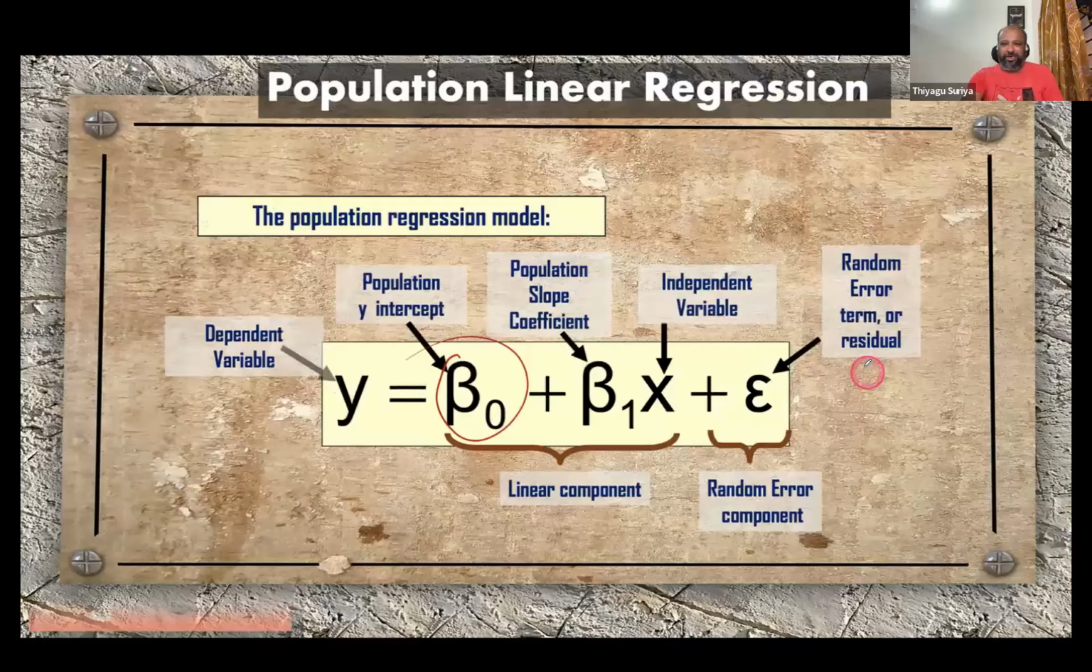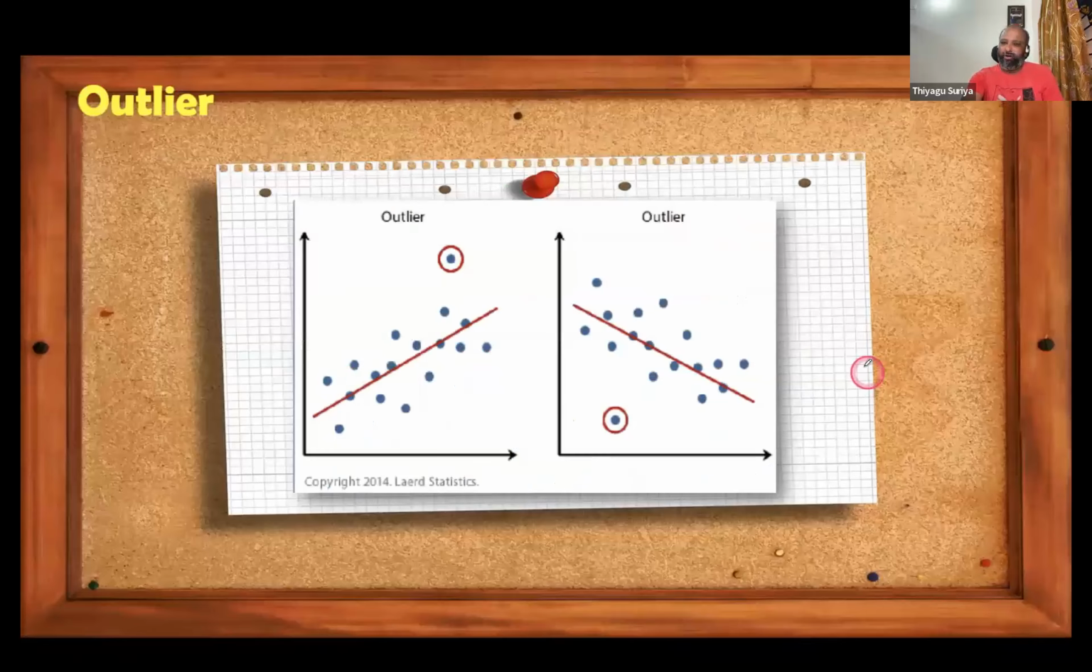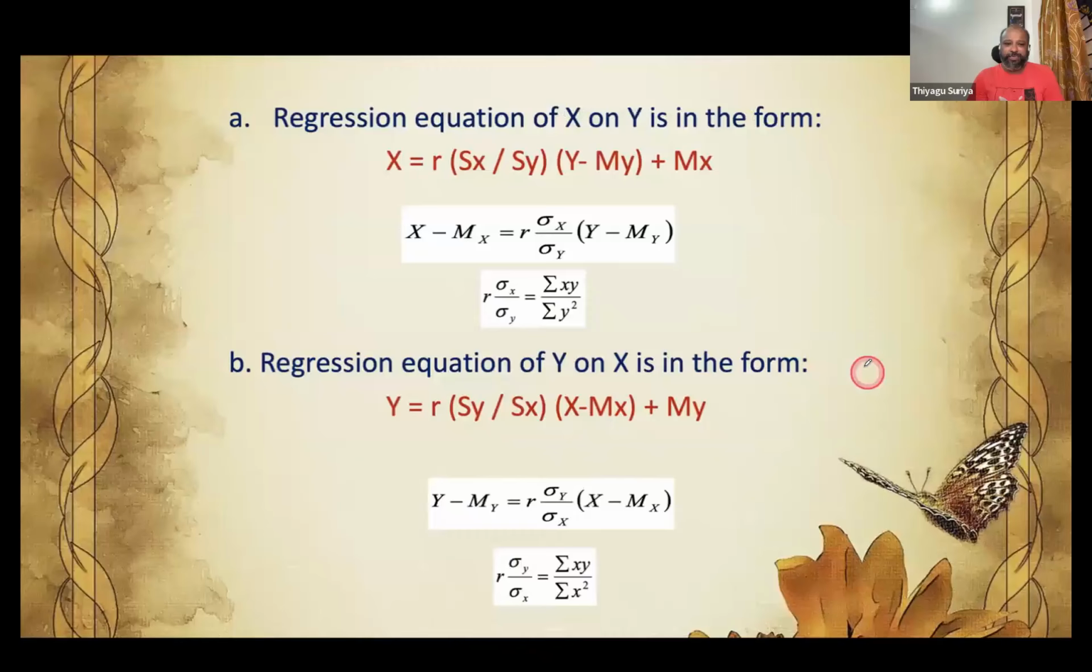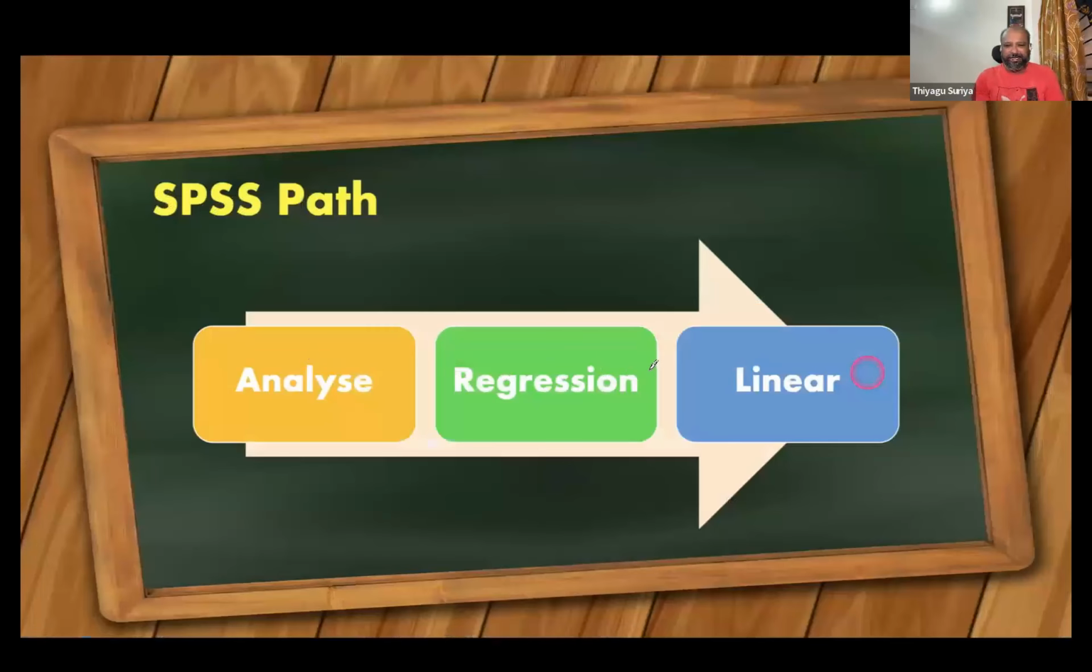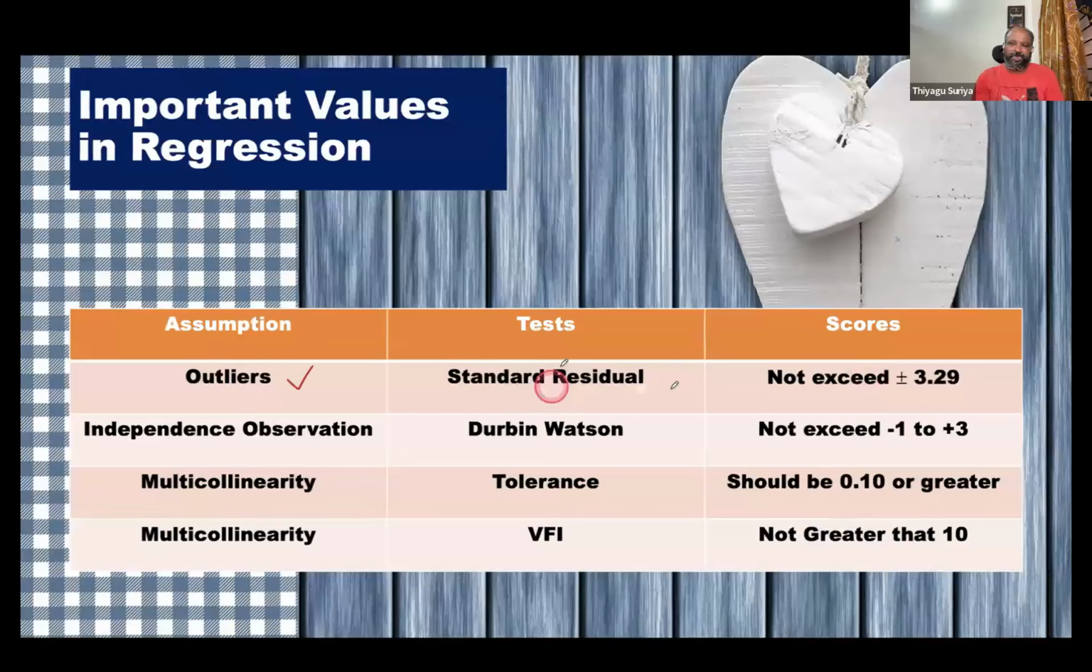Moving on, these are the outliers, and this is the formula. Please, if possible, kindly take a screenshot. We are going to find the outliers from the standardized residual, which we get in SPSS. The score should not exceed plus or minus 3.29. For independence of observations, as I already mentioned, the Durbin-Watson will be plus or minus 3. Some textbooks put plus or minus 2.5 only, but we can go up to 3. So minus 3 to plus 3, we can adopt it.